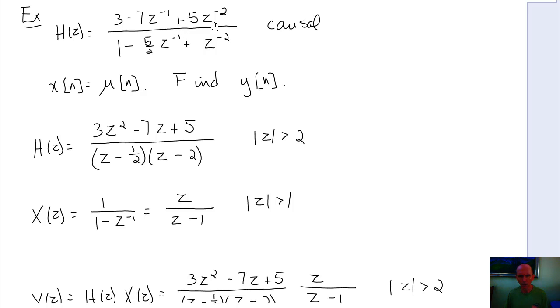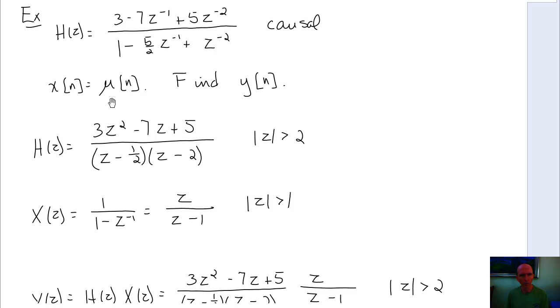Again, I'd rather work in positive powers of z, so I'll multiply numerator and denominator by z squared, and we get this. Let's factor the denominator into its two poles. There's a pole at z equal to 1/2, there's a pole at z equal to 2, and they tell us that the system is causal. If the system is causal, I know that the region of convergence has to be greater than the largest pole, so the region of convergence is |z| greater than 2.